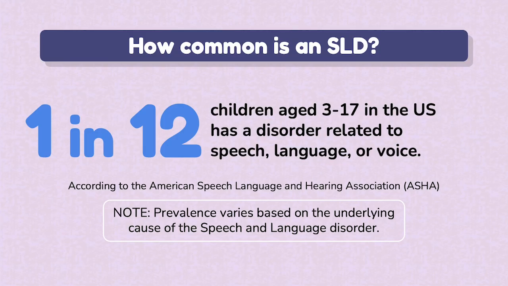As far as prevalence goes, about 1 in 12 children aged 3 to 17 in the U.S. have a disorder related to speech, language, or their voice. It's also important to note that prevalence varies based on the underlying cause of the speech and language disorder.